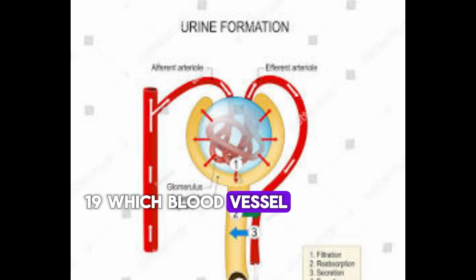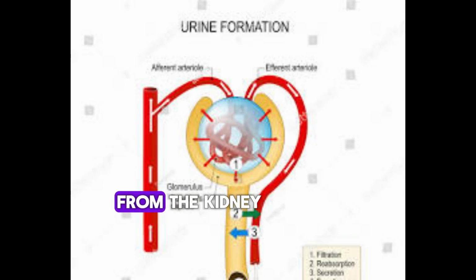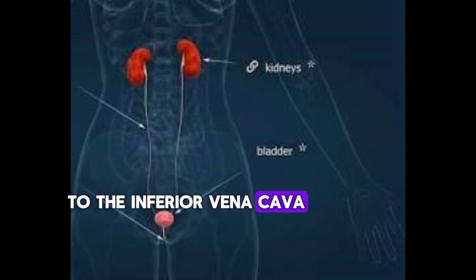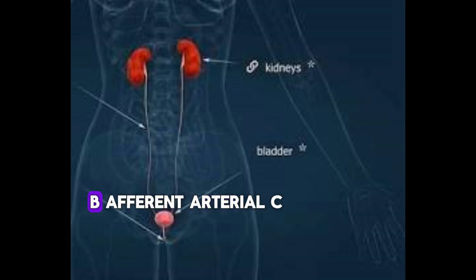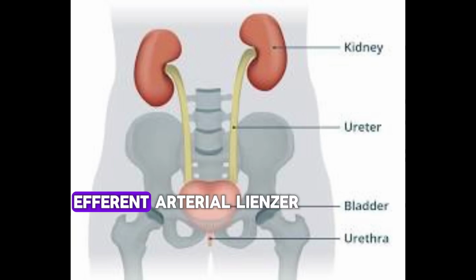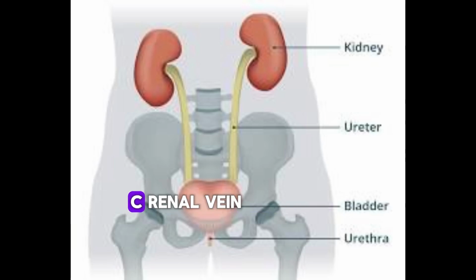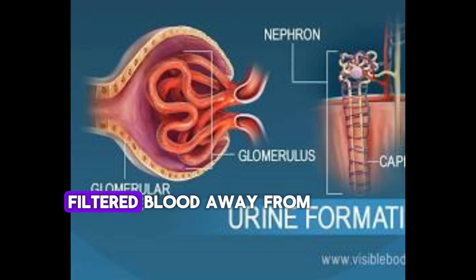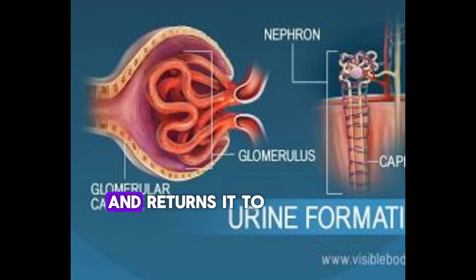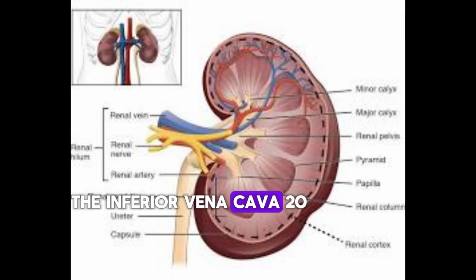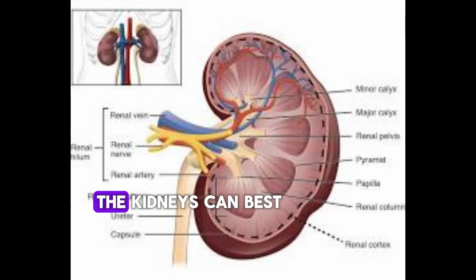19. Which blood vessel carries filtered blood away from the kidney to the inferior vena cava? A. Renal artery. B. Afferent arteriole. C. Renal vein. D. Efferent arterioles. Answer C. Renal vein. The renal vein carries filtered blood away from the kidneys and returns it to the inferior vena cava.